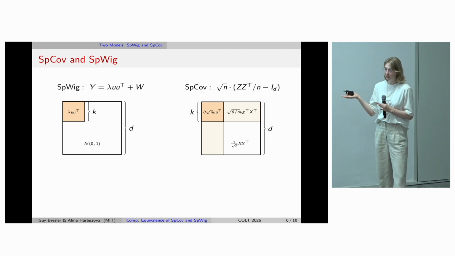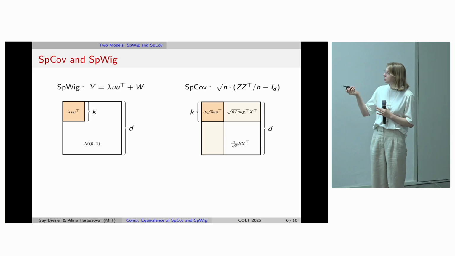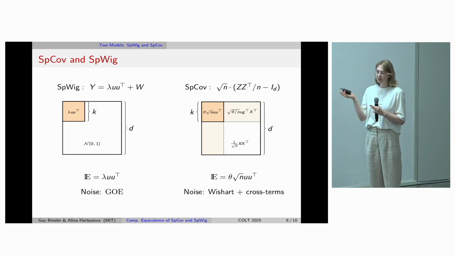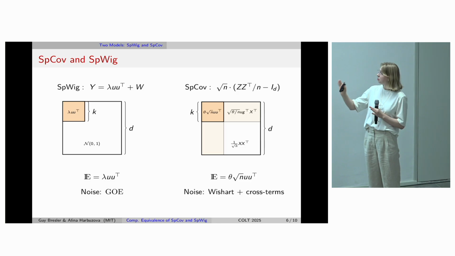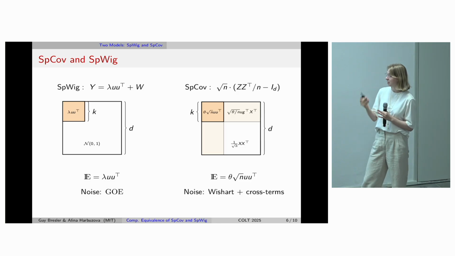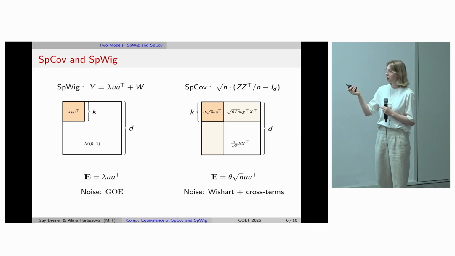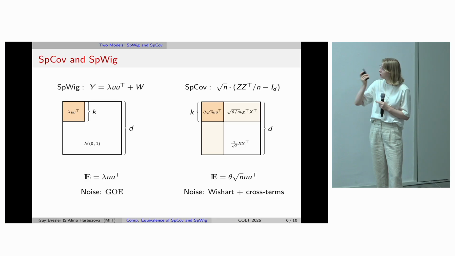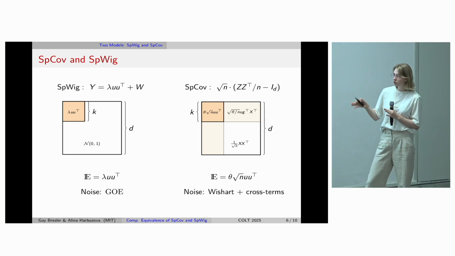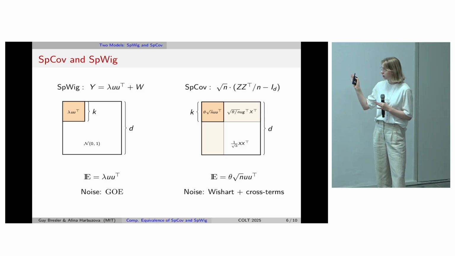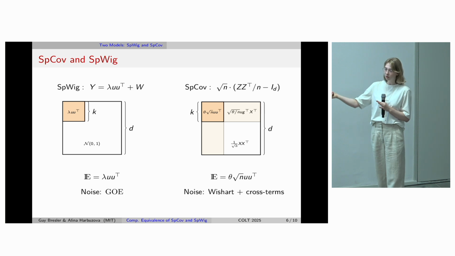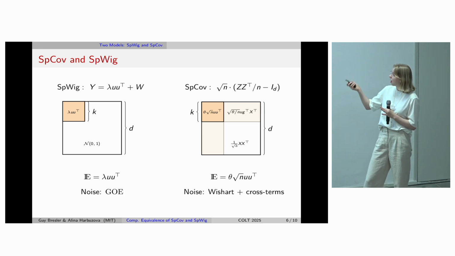So how do we compare the statistical models? Let's start from the basics. Let's compare their expectation. It's not hard to see that under some parameter rescaling, these two models actually have the same expectation, the rank 1 signal UU transpose, multiplied by the coefficients, lambda for Spike-Wigner and theta root n for spike covariance. Here we emphasize that the noise distributions for the two models are dramatically different. For Spike-Wigner, we have IID noise on our matrix, and for spike covariance, we have Wishart distribution XX transpose, and also these cross terms in the k columns and rows.